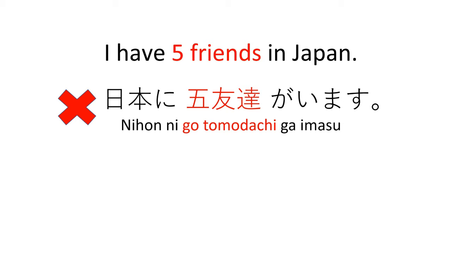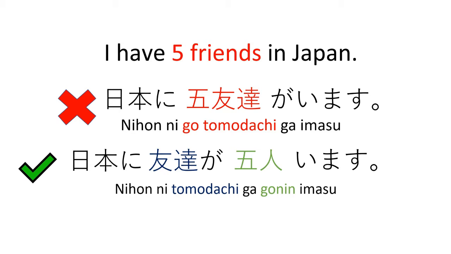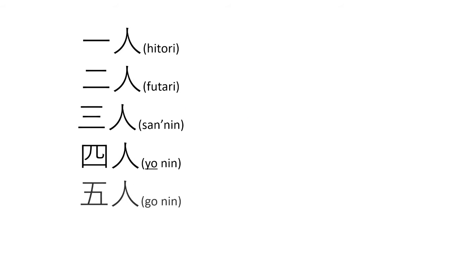So here, to make this correct, we say Nihon ni tomodachi ga 5人 imasu. This is the correct sentence. So here we have the counting of people.